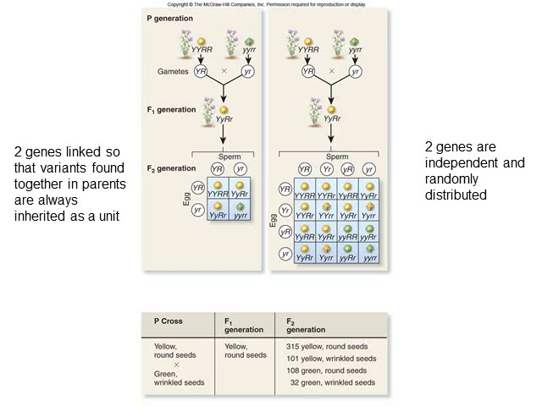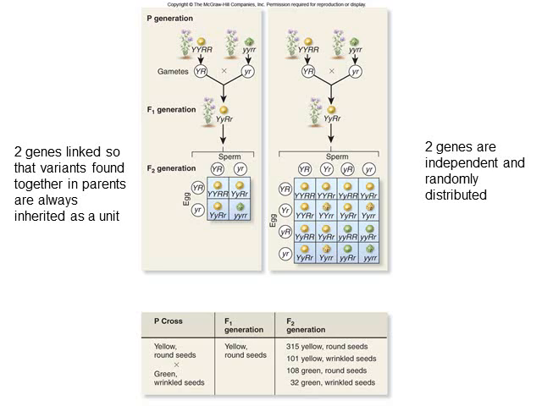So that just means that the 2 traits are inherited together. The big Y, big R stay together, the little y, little r stay together. On the right-hand side, we have the 2 genes are independent and randomly distributed. So in our F2 generation, we get all possible different types of combinations.